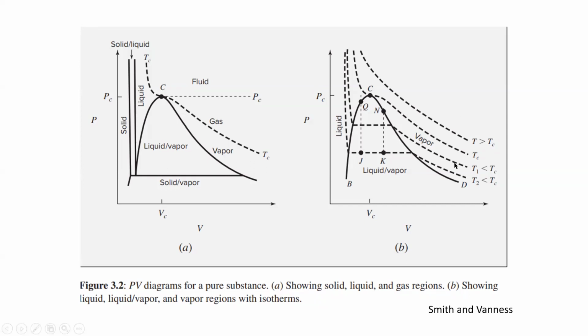This is a graph from Smith and Van Ness's textbook, and here we see the PV plot and how different phases of the same substance can exist in different regions. These are isotherms, meaning different temperatures. At different temperatures, if I change the volume, how will the pressure change, and vice versa.